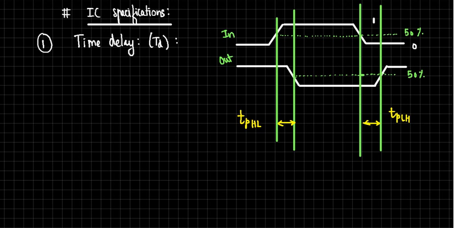Okay, so this is one of the specifications. This is, as I said, for TTL. Purane wale TTL mein high rehta tha, purane wale CMOS mein low rehta tha, but now it's comparable. Always remember, these are all measured at 50% voltage levels. Next IC specification is power dissipation.